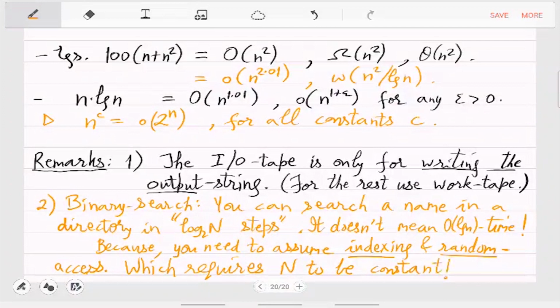Okay, so this might be a common confusion when you try to do binary search in the Turing model. So in any algorithm where you need to look at a long input, you will have to scan it. It will be at least linear time.